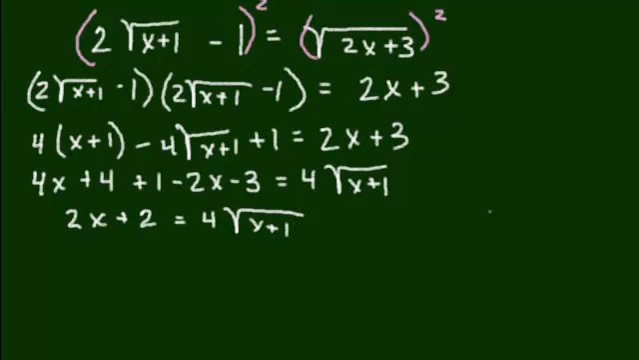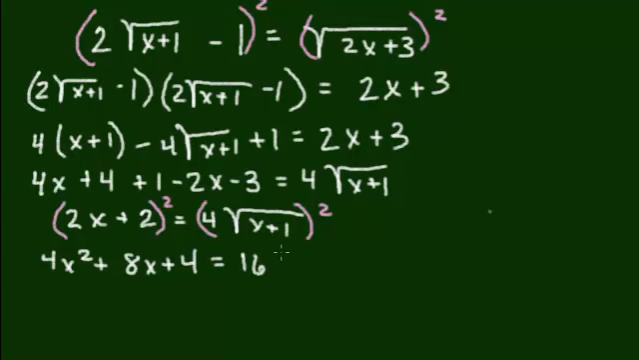Squaring both sides, yet again, it's the only way you're going to be able to get rid of 2 square roots. Sorry to say. Square and square. I'm going to end up with multiplying this thing by itself. I'll get 4x squared plus 8x plus 4 equals 16 times x plus 1. Nice, but at least now it's solvable.